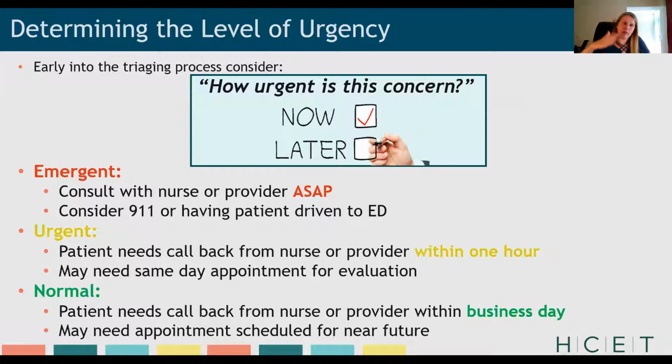A level down from that would be urgent. So this is somebody who maybe just needs a call back within 30 minutes or within an hour. Okay, so it's not something that can wait to the end of the day. It's not something that needs to get seen or like be somebody who needs to be talked to right now. It's more urgent. Okay, the last or lowest level we'll say is normal. So this is somebody who's calling and they can get a call back within the day. Okay, or maybe this is somebody who can get an appointment within the near future.